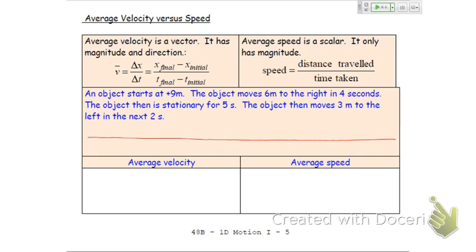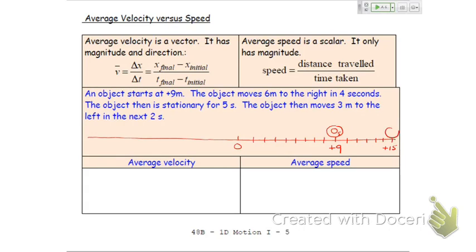We say an object starts at +9, so let's put our zero in the middle, and we're going to go 1, 2, 3, 4, 5, 6, 7, 8, 9. That's +9. And then it moves 6 meters to the right in 4 seconds. Oh, so now I have time coming in. So here's a trick: put a little circle in, like it's a clock, and put 0 seconds, because that's where you begin. It says the object moves 6 meters to the right, so that's going to be 1, 2, 3, 4, 5, 6. And now we're at plus 15.